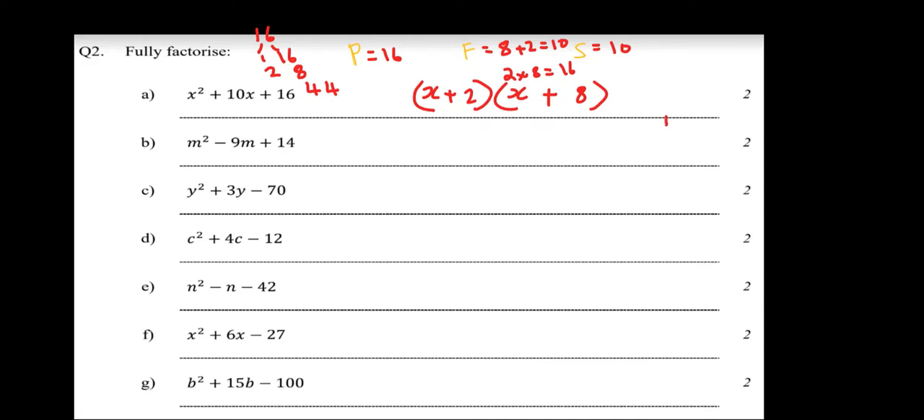So the factors of 14, we need to make 9. It's going to be 2 and 7. Nice big parentheses. So we're going to have m, 2, 7. Now we need to make negative 9, so they're going to both be negatives.